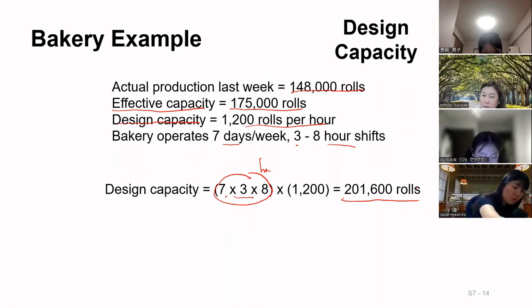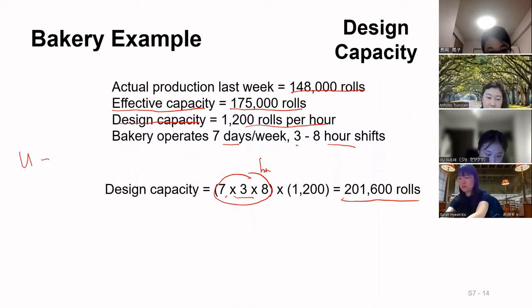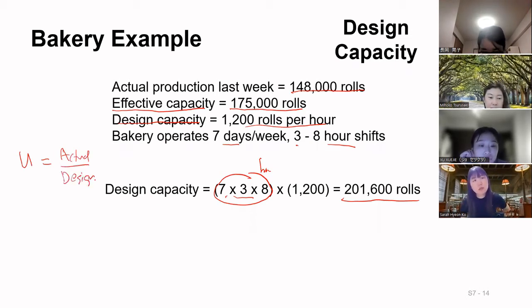The data. Now we have actual production output. Utilization, I just put U equals actual production divided by design.